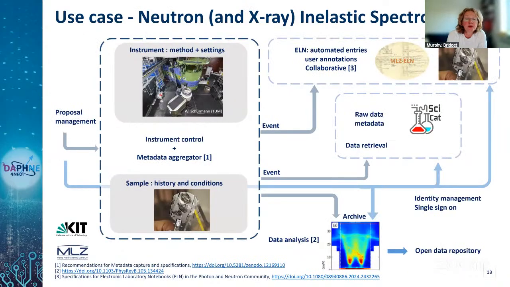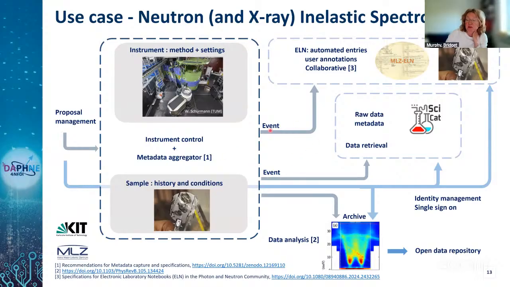One last example then from the neutron side, but also a little X-ray, inelastic X-ray scattering. Once again, we start with a proposal management system, and then we move to the large-scale facility where an instrument is providing a method with particular settings. The instrumental control is recorded, and also the metadata is collected during the experiment, along with the complete history of the sample, how it was prepared, and the sample conditions during the experiment.